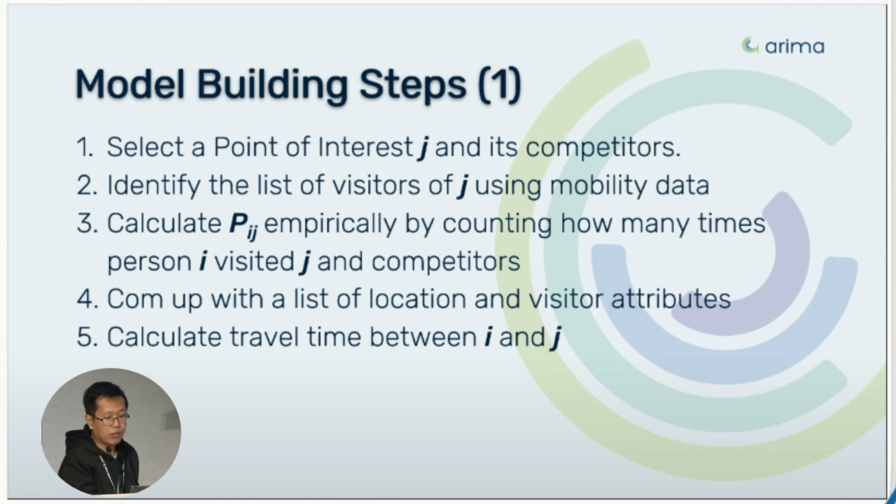You come up with a list of location attributes and visitor attributes. I have a little typo up there, but I'm sure you know what that means. So go through your stores, go through the list of data you have, and figure out what patterns, what features are important for your business that you want to understand. And you also want to calculate the travel time between location I and location J. You can get that very easily through an application like Google Maps, which is mobility data based as well. Or if you prefer, you can also use straight line distances to make it simple.